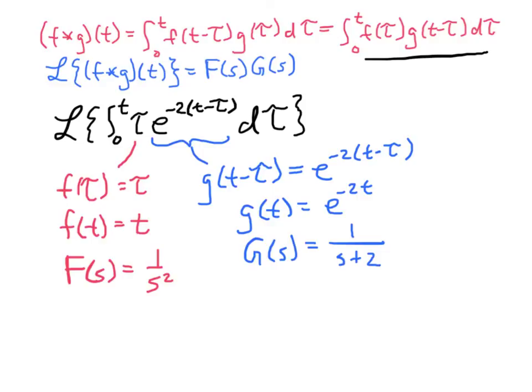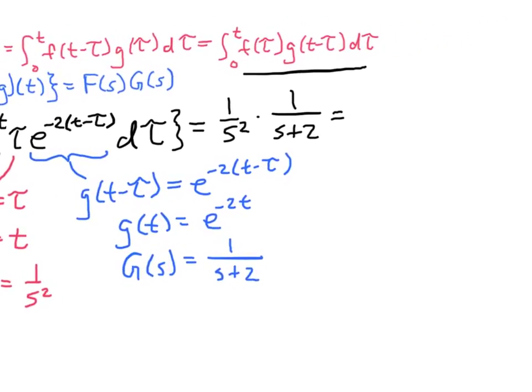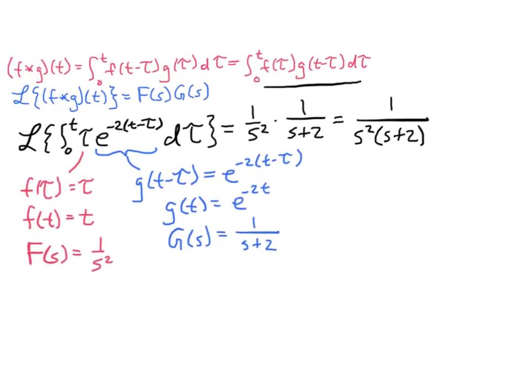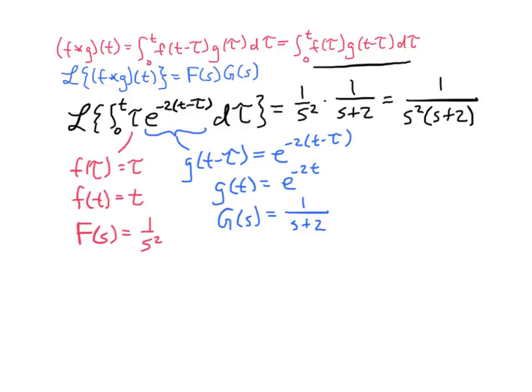Okay, so then the Laplace transform of our convolution is the product of 1 over s squared with 1 over s plus 2. And again, putting that into one fraction, we've got 1 over s squared times the quantity s plus 2. So that concludes our video on finding the Laplace transform of a convolution.